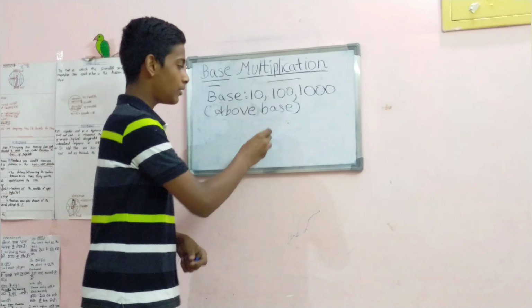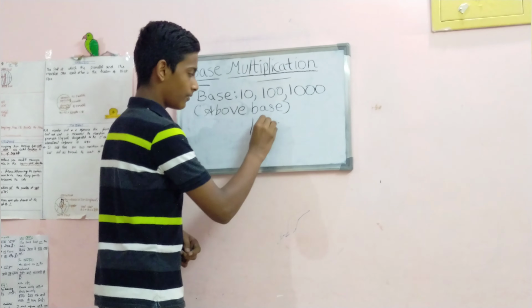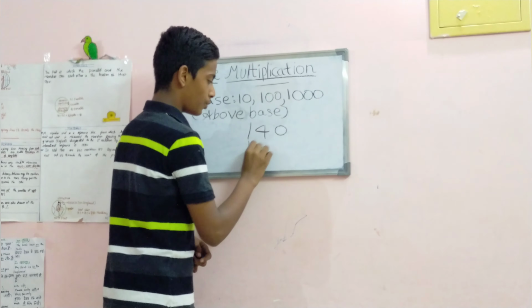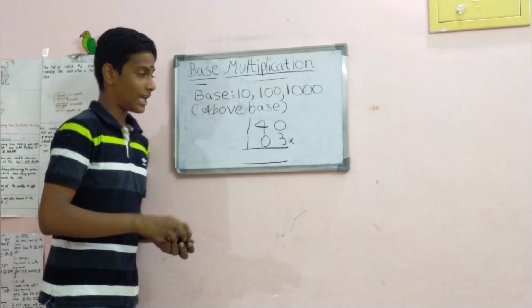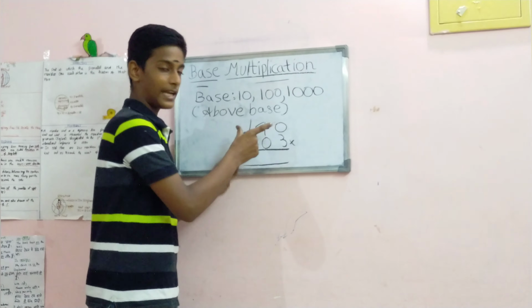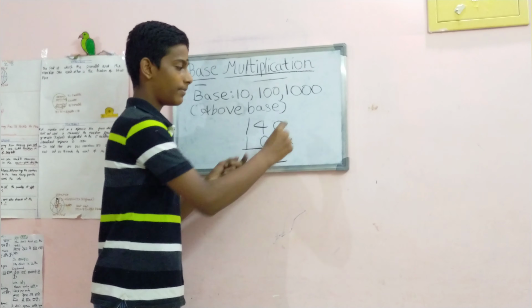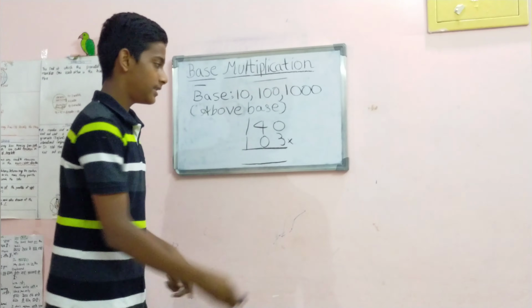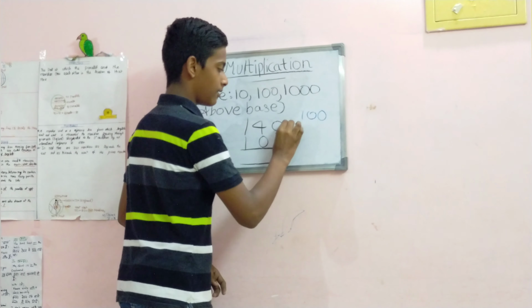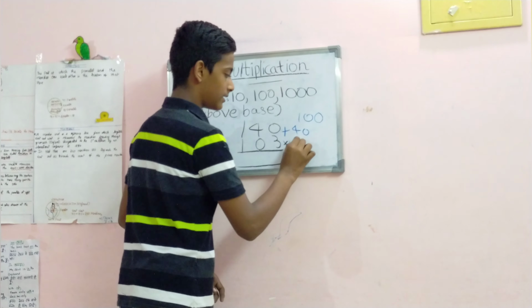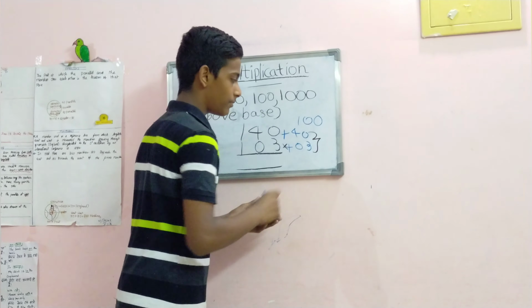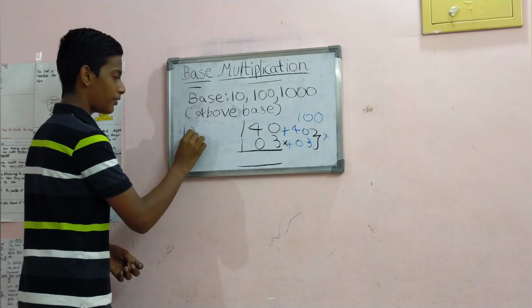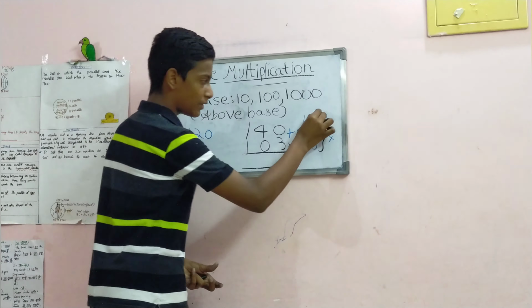Now let's look at this example, 140 into 103. Identify the base, then write the difference of each number and the base. Here 100, plus 40, plus 03. The answer obtained by multiplying these both is 120. As 100 has only 2 zeros, where does this one go?